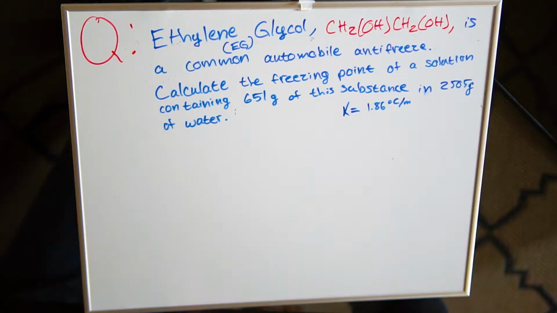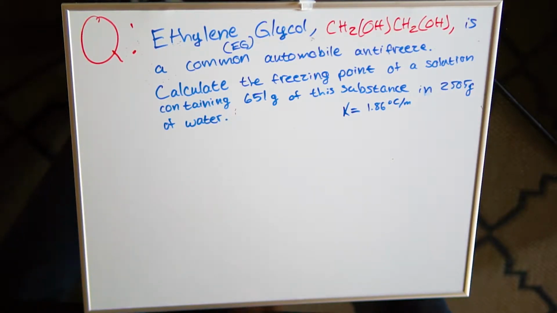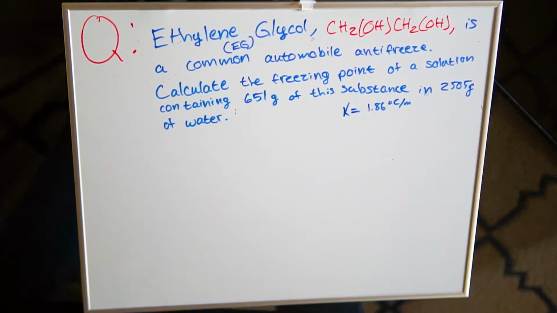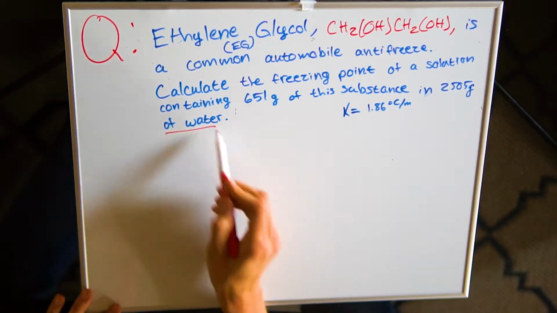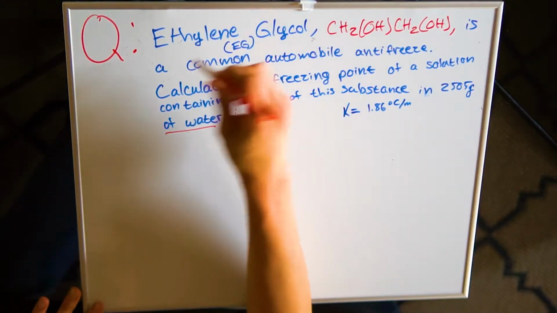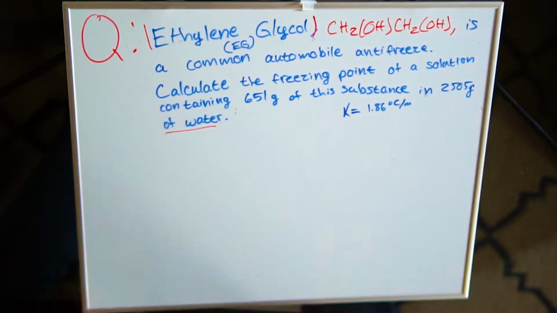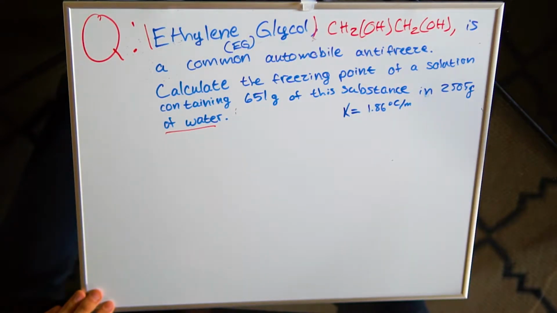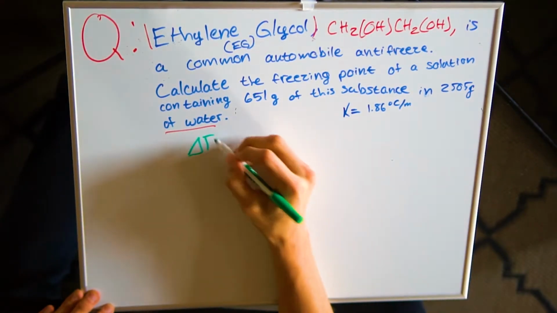Our question is, ethylene glycol, CH2OH CH2OH, is a common automobile antifreeze. Calculate the freezing point of a solution containing 651 grams of the substance in 2,505 grams of water. So first thing we have to figure out is, what is it asking for? The question is asking us to figure out the freezing point depression of the water caused by our EG, our ethylene glycol. So the equation we are going to be using to figure out this is delta T F.